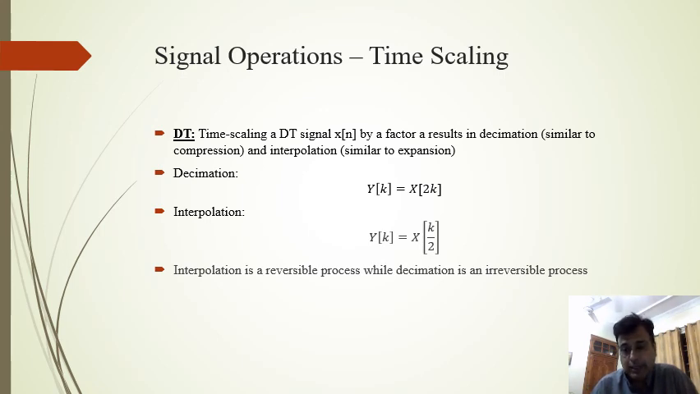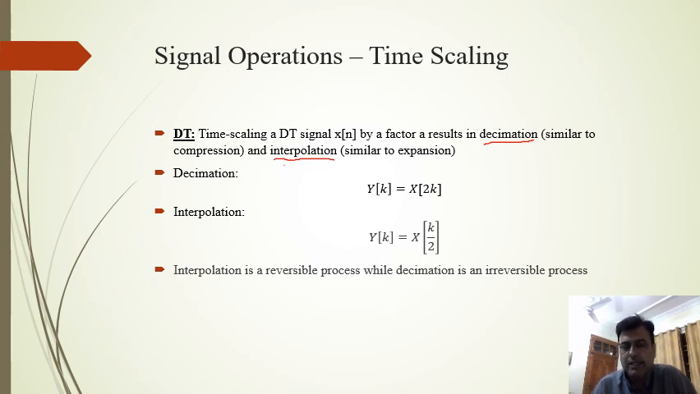So here in the discrete domain, if for example we select the value of a greater than 1, then the resultant operation is called decimation. Instead of compression, it is called decimation. In principle it is the same operation, but in terminology in the discrete domain, this process is known as decimation instead of compression. And similarly, if we select a less than 1, then the resultant process in this domain is called interpolation instead of expansion.